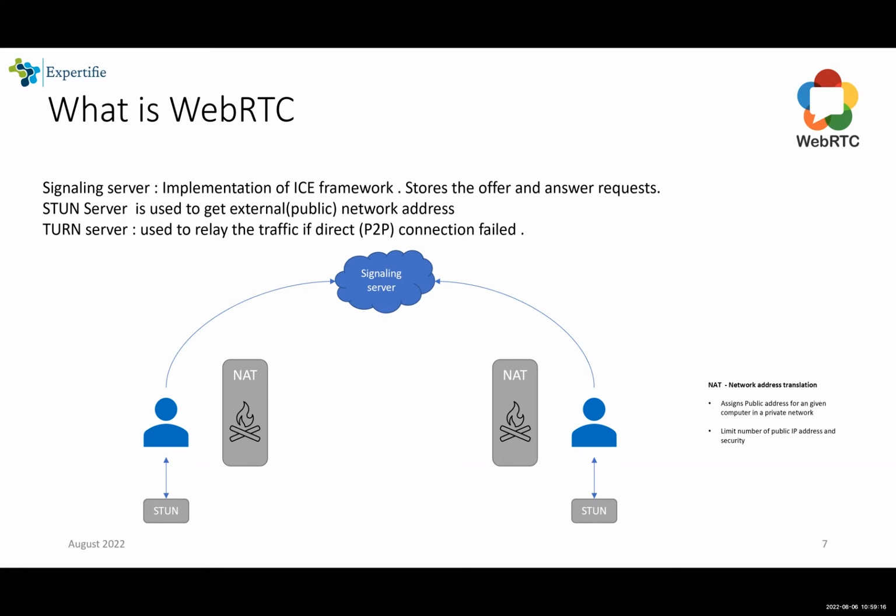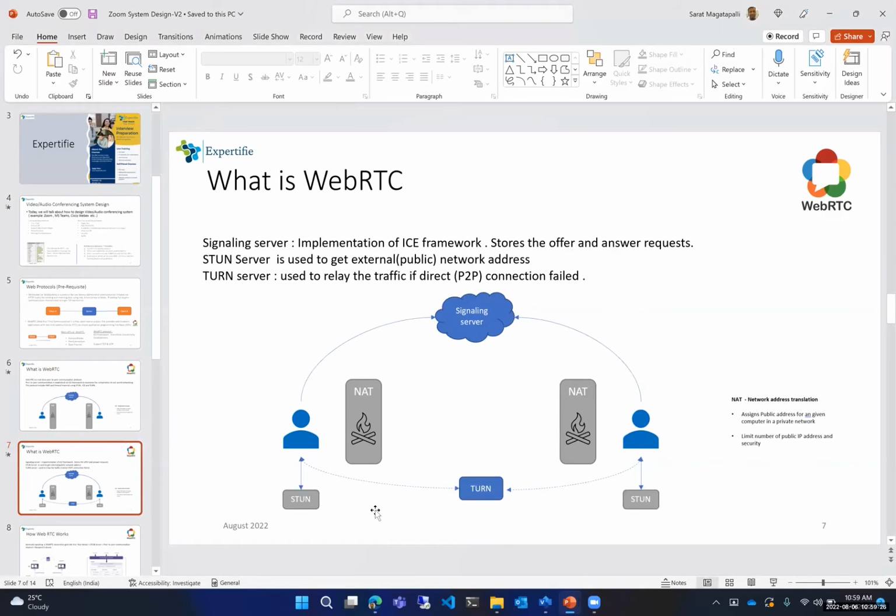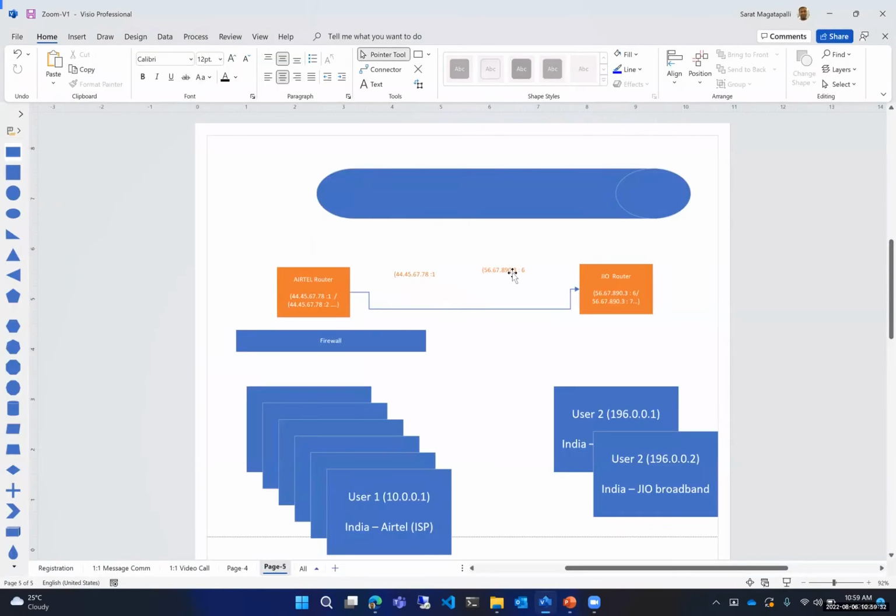If I know the public IP addresses, just like what we have seen in this visual diagram, I can establish a connection between user 1 and user 2. This is the public IP address of user 1 and this is the public IP address of user 2. Both are almost the same, only the port number is different. Then how do we get the public IP address?